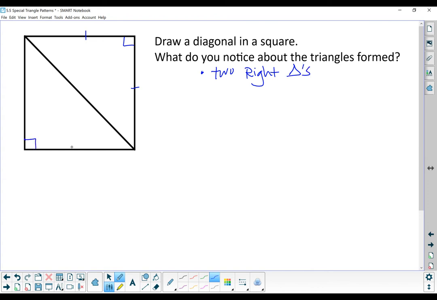They are both isosceles right triangles, which means that their two sides have the same length. Since they're isosceles, we know that their angles here and here are the same, and they are 45-degree angles.